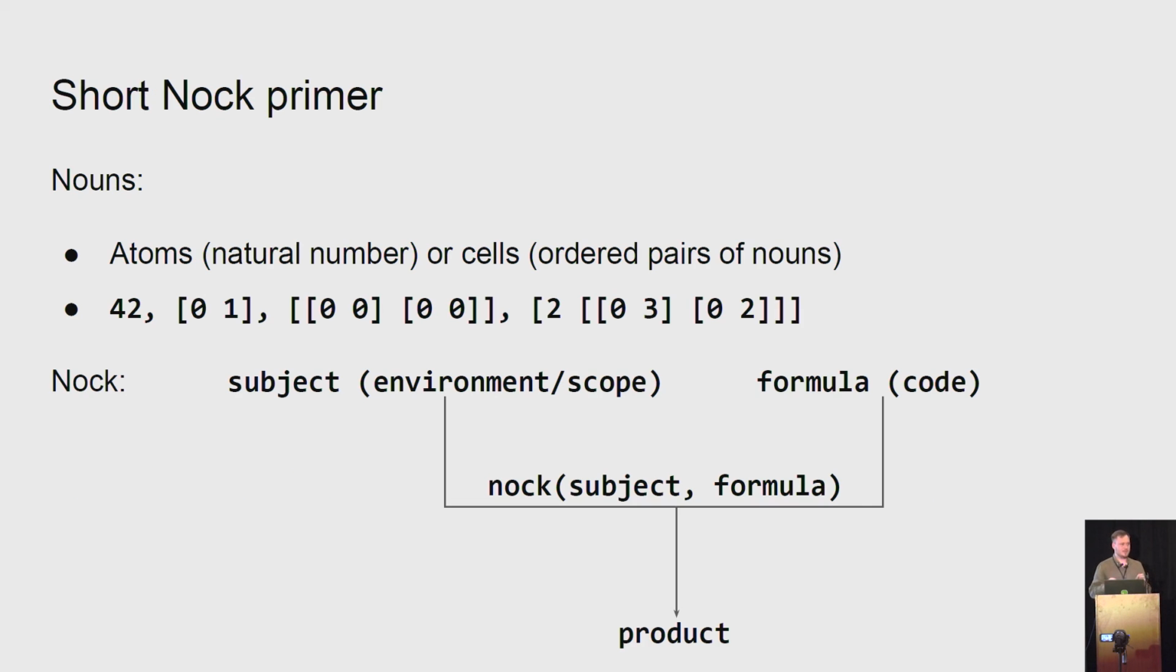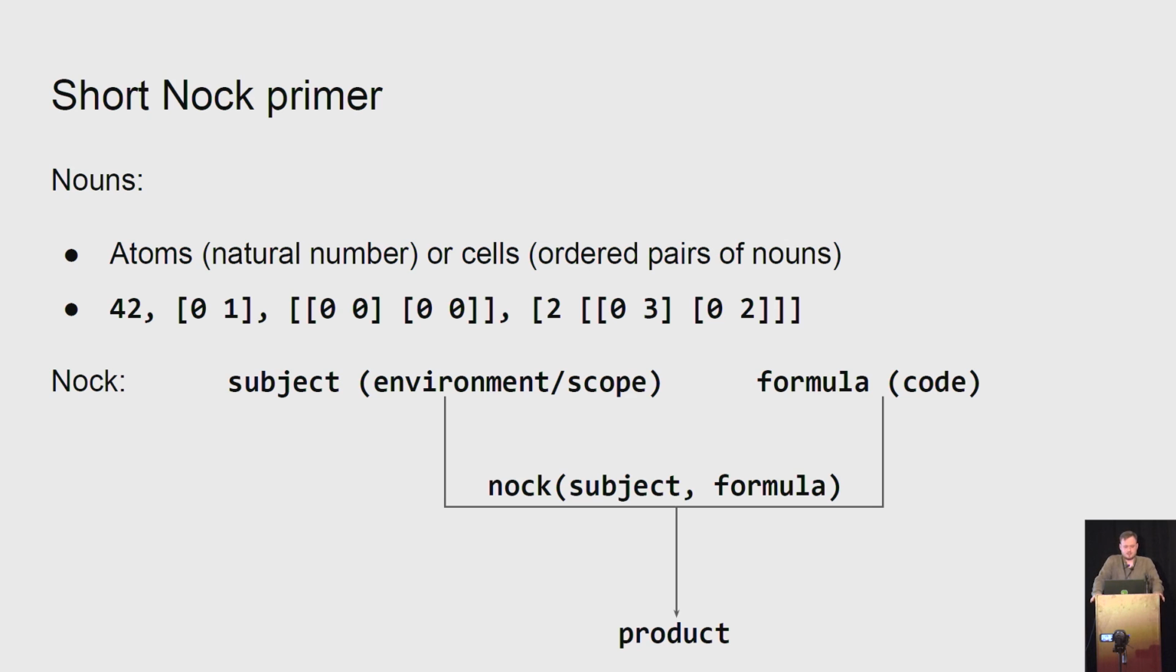So first I will give just a tiny primer on Nock itself. Everything in Nock, and so everything on Urbit, is a noun. And a noun is either an atom, which is a natural number, or a cell, which is an ordered pair of nouns. Since a cell is a pair of nouns, and a noun can be a cell, you can have cells within cells within cells. So you can have an arbitrary data structure as basically a binary tree whose leaves are atoms. And so 42, that's a noun. A pair of 0 and 1, that's also a noun. And a pair of pairs of zeros is a noun, and so on.